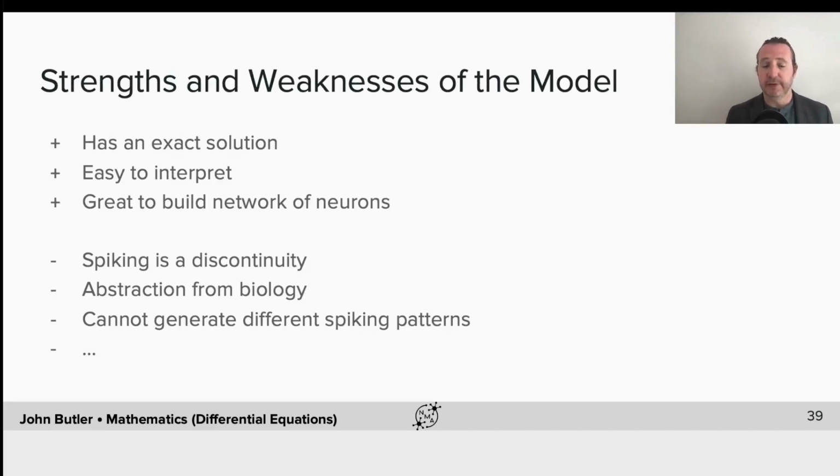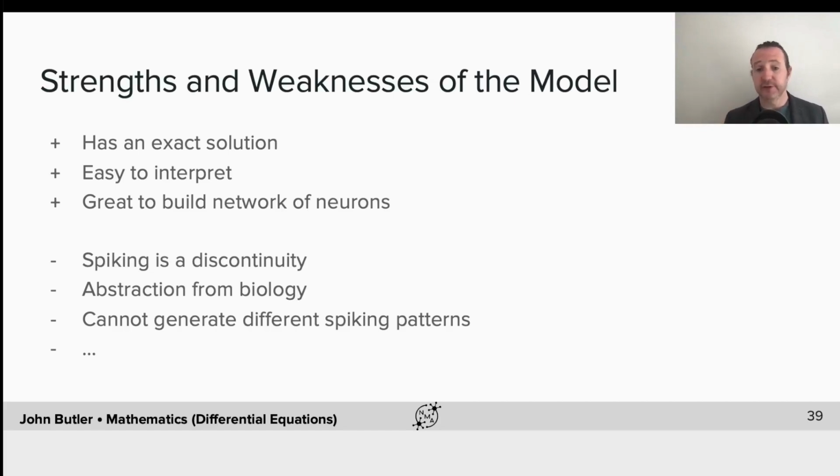The leaky integrate-and-fire model has some strengths and weaknesses. It has an exact solution. That's great mathematically, very easy to manipulate. It's very easy to interpret, as in we can look at the answers and we can see what's happening. Great to build a network of models. But spiking is a discontinuity. Mathematically, that's a big no, it's hard to deal with. It's an abstraction from biology. You can't directly link it, but it's linkable, it's just a bit more work. The Hodgkin-Huxley model, which is a bigger form of this, you can really link directly to biology. And it can't really generate different spike patterns, as in a chattering neuron or all those different types.